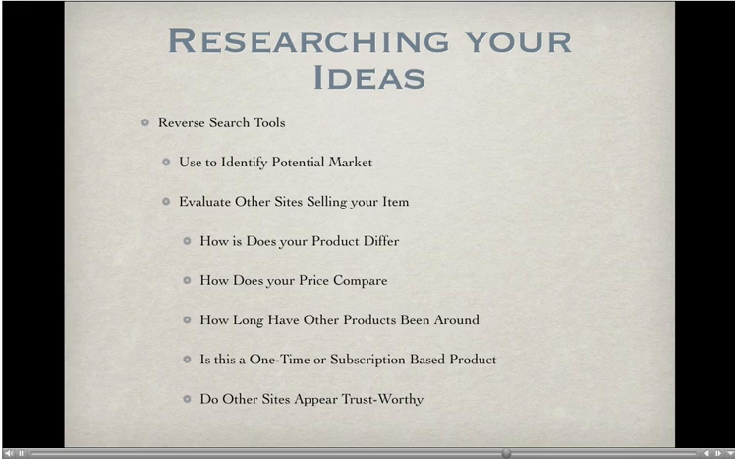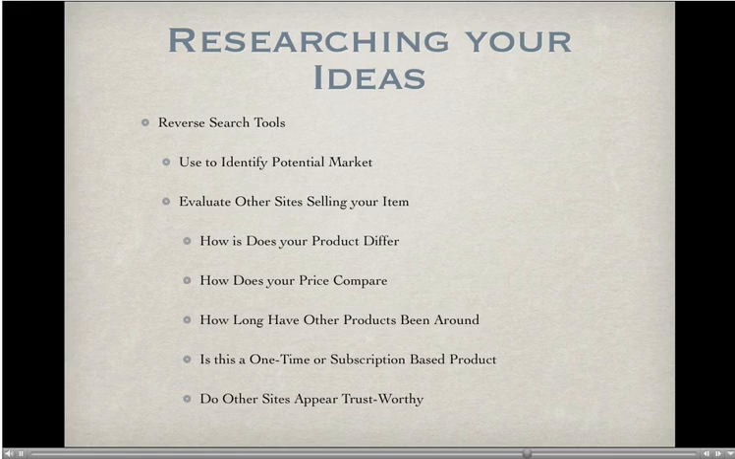How long have other products been around? Is that a positive or a negative? In some industries, like online marketing, a newer product might be better due to changes in technology. In other markets, customers may favor a more established product. Is it a one-time purchase or a subscription-based product? There are pros and cons to each, but it's not something you should overlook as you compare yourself to others in the market.